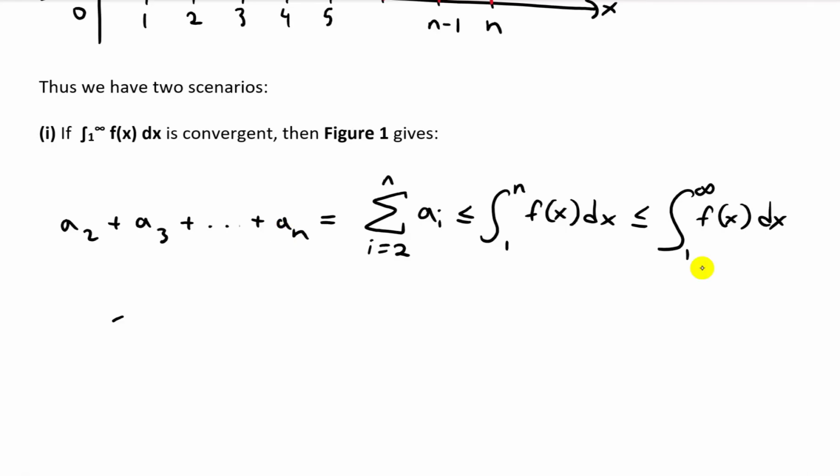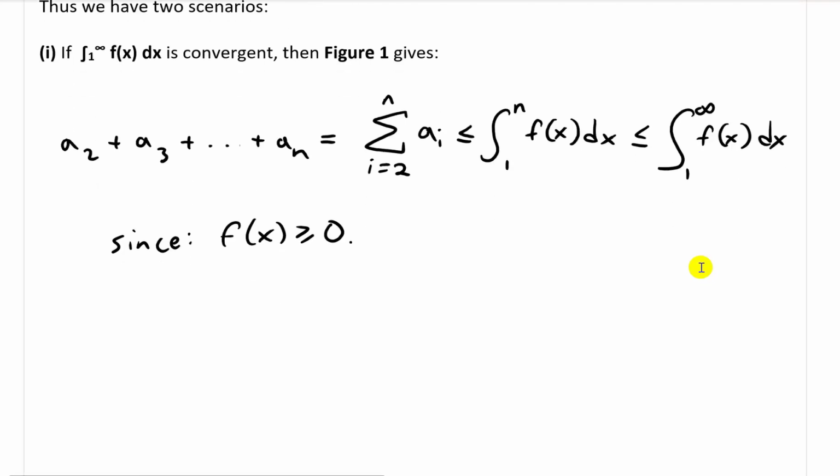And again, this is all since f(x) is greater than or equal to 0 there. So it's always positive, so we don't need to worry about some sort of negative part right here where this becomes less than it or something like that.